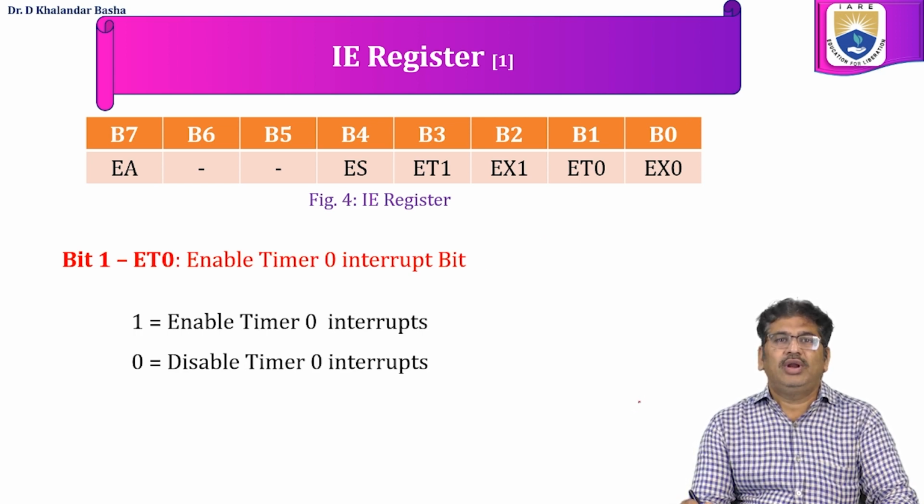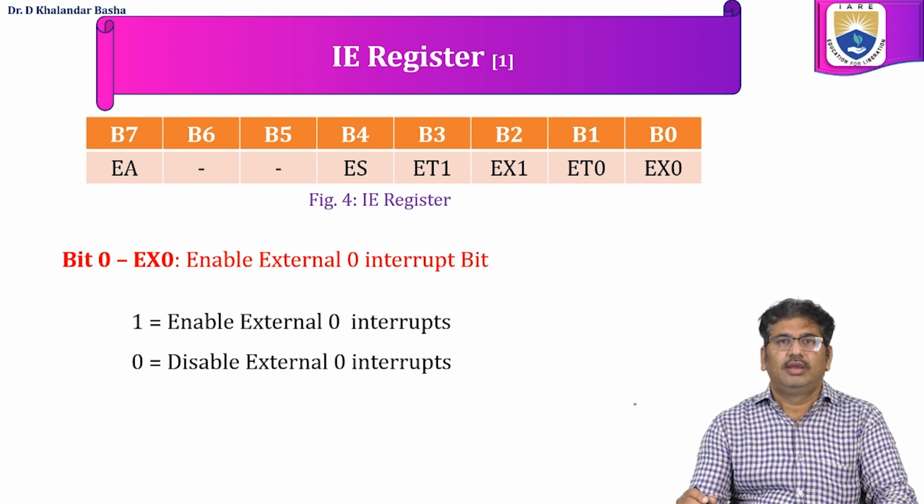The next bit is bit 1, which is ET0 corresponding to timer 0. This ET0 bit enables the timer 0 overflow interrupt flag. If the ET0 bit is equal to 1, it will enable the timer 0 interrupts, that is timer overflow for timer 0, TF0. If ET0 is equal to 0, it will disable the timer 0 interrupts.